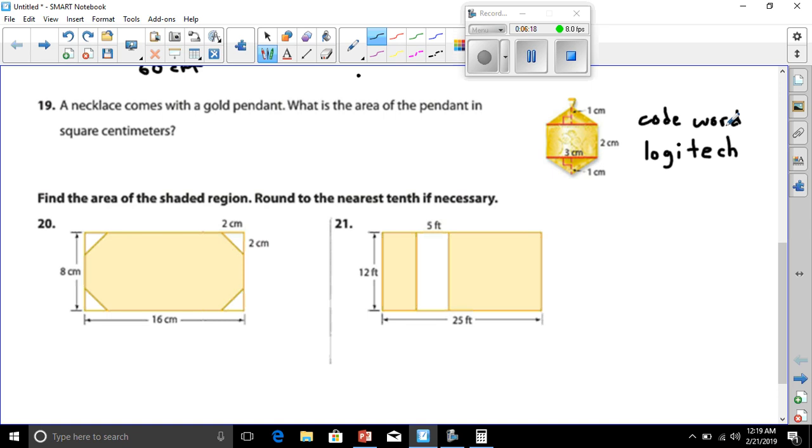All right, and now I'm going to erase it for those that are just trying to find my code word without actually looking at the video. You won't be able to do it. And now let's go ahead and work number 19.